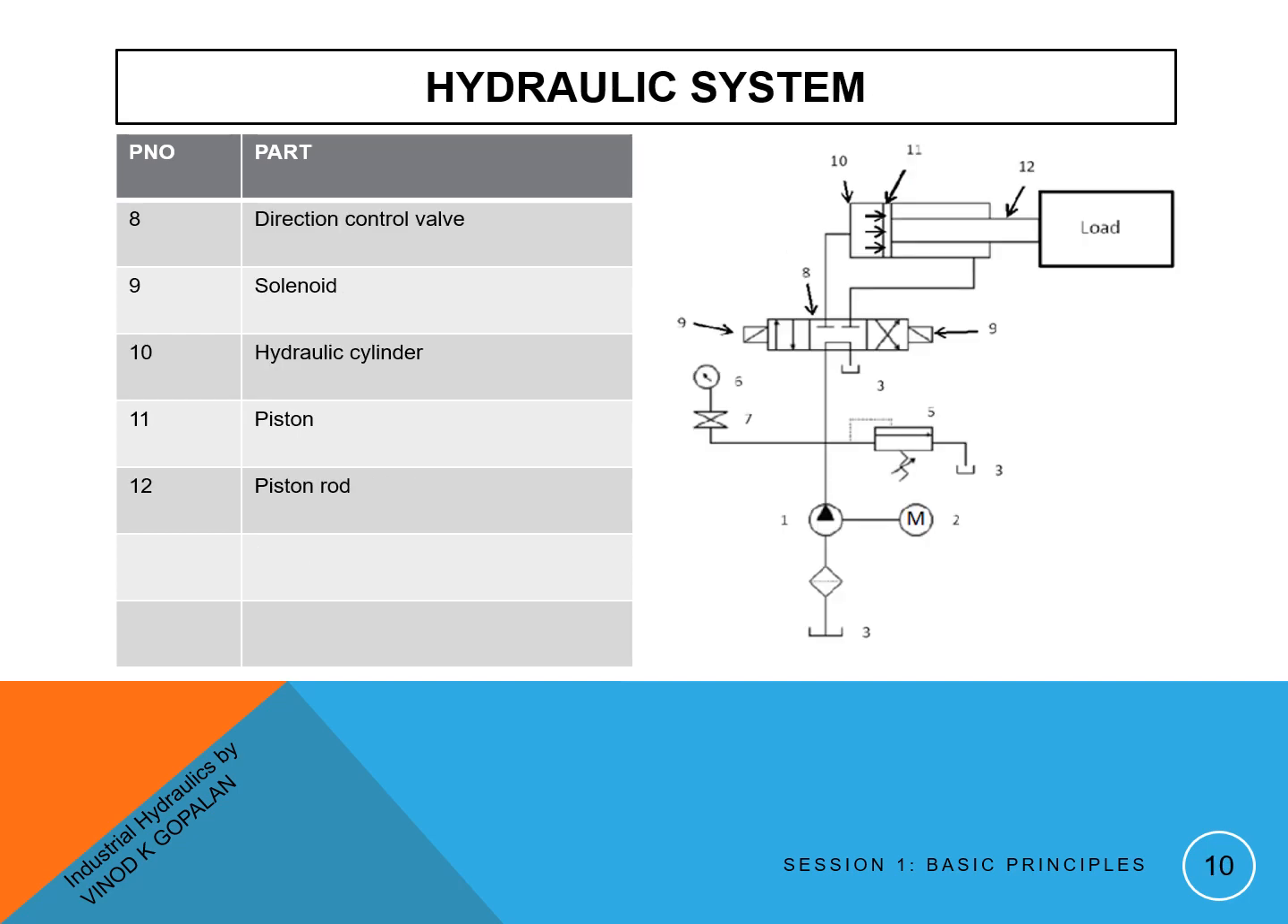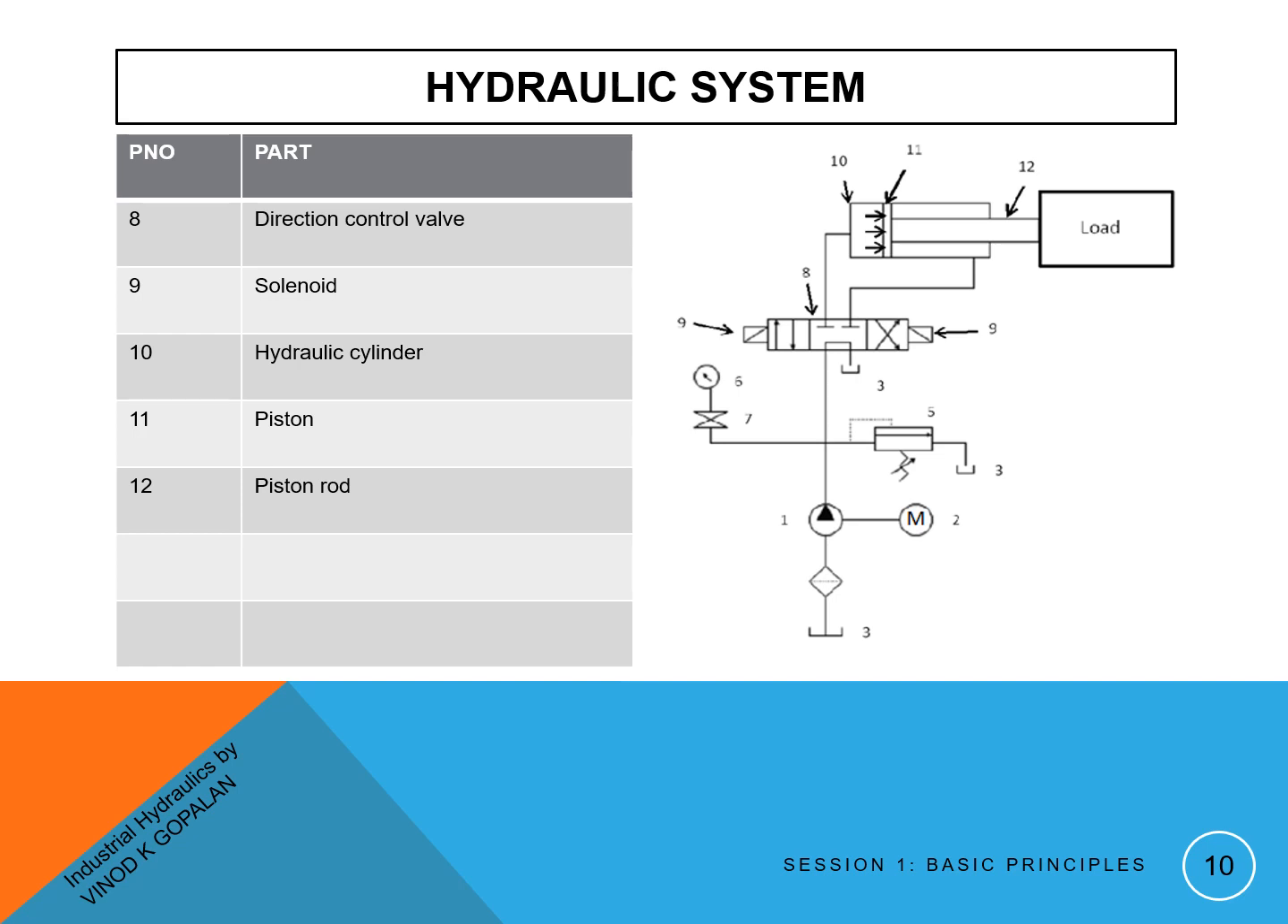Hydraulic system. Apart from components of the hydraulic power unit, there are other components: control elements such as direction control valves, flow control valves, etc., and the components on the application side, hydraulic cylinders or hydraulic motors. The entire combination of hydraulic power unit, control elements, and application side components is known as a hydraulic system.